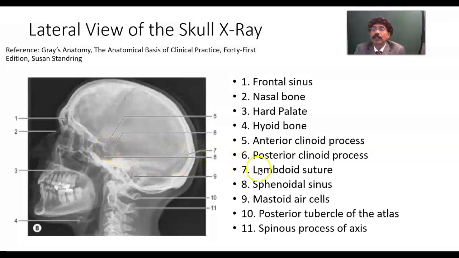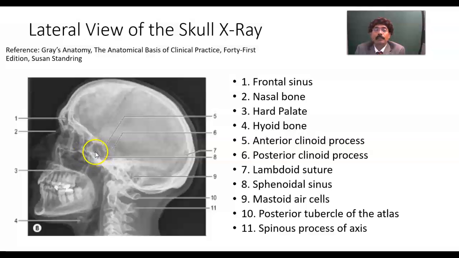Then we get the lambdoid suture. That is this part, the lambdoid suture between the occipital bone and the parietal bone. Sphenoidal sinus. This is the sphenoidal sinus, number 8. The sphenoidal sinus is very important. Above it, we have the pituitary fossa for the pituitary gland. And the sphenoidal sinus forms the roof of the nose.